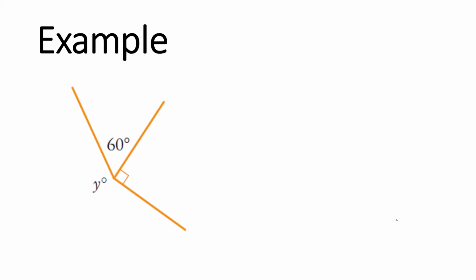So here we have an example of angles meeting at a point. Now we can see that these three angles are meeting at a central point, and angles that meet at a central point add up to 360 degrees. So we will have 60 degrees plus the other angle with the little box in the corner. We know that that's a right angle because the little box symbolizes that it's a right angle, and right angles are 90 degrees.